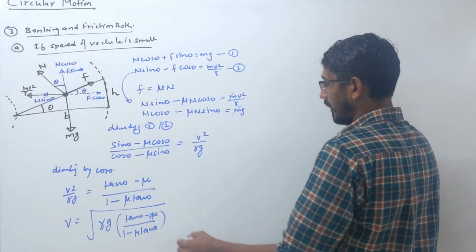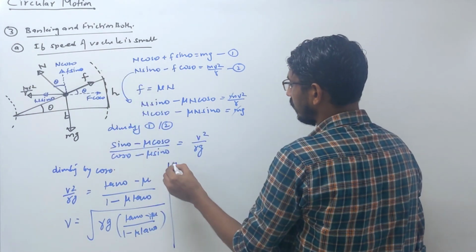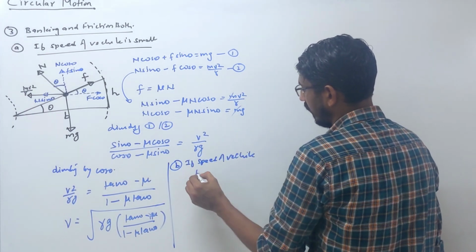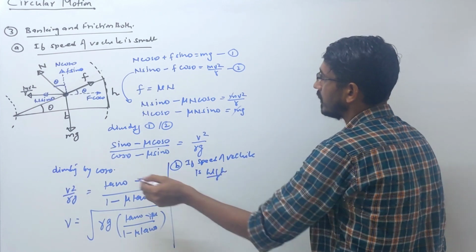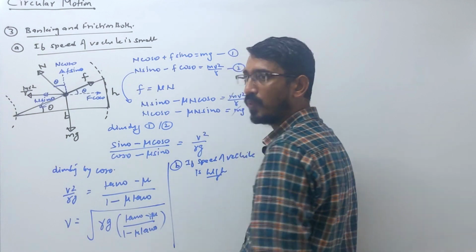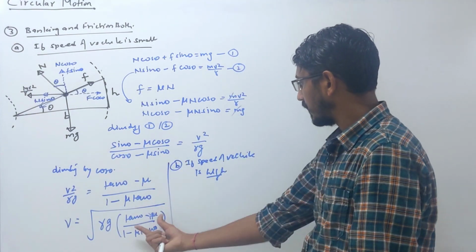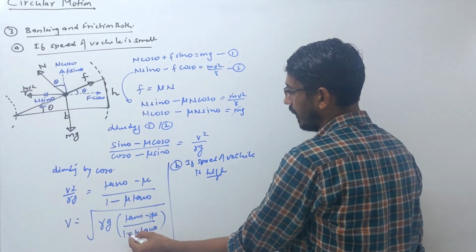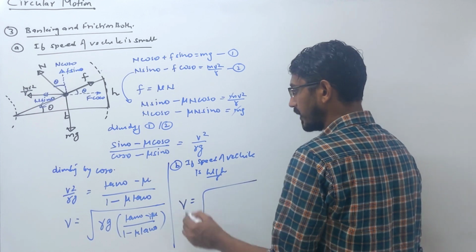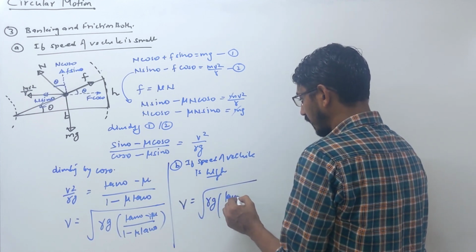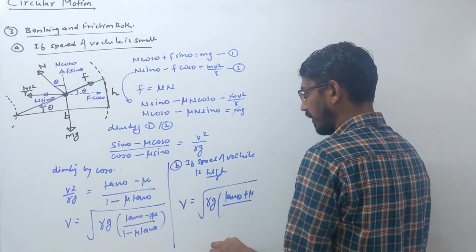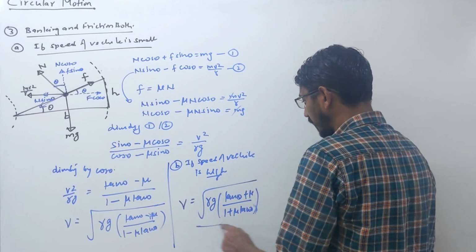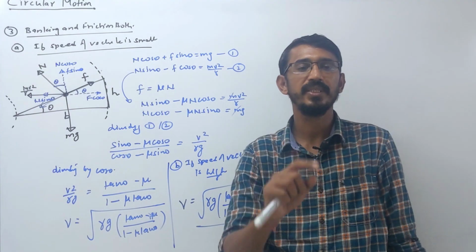Now by chance, if they ask the second case, if the speed of the vehicle is very high, then what will change? This direction will get reversed, the friction force will be downward. So this equation will change. Simply these two symbols become opposite: where both are minus, you just write plus, that's all. So the answer in this case is root rg tan theta plus mu divided by 1 plus mu tan theta. This will be the answer if the speed of the vehicle is very high. This question was asked only once in our NEET exam.